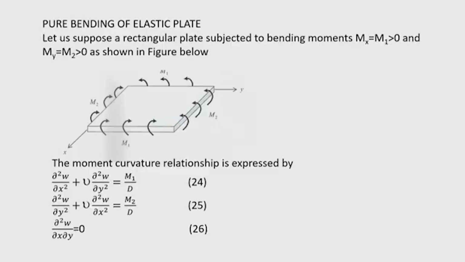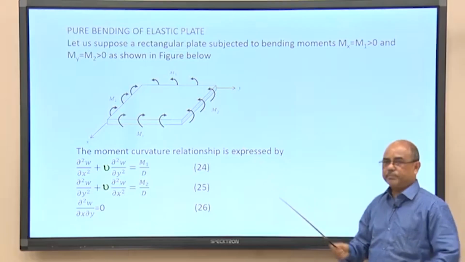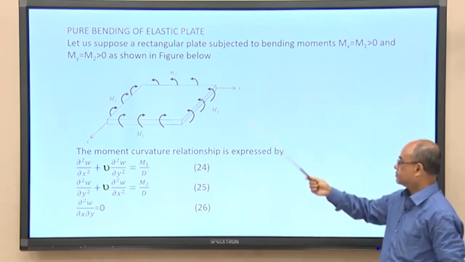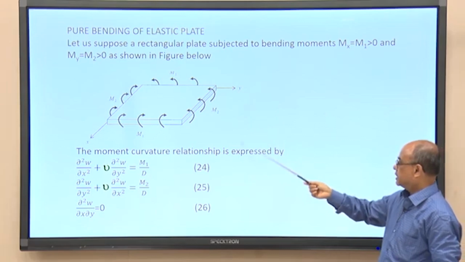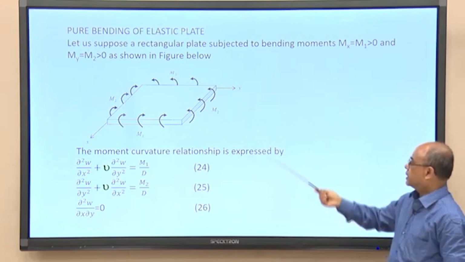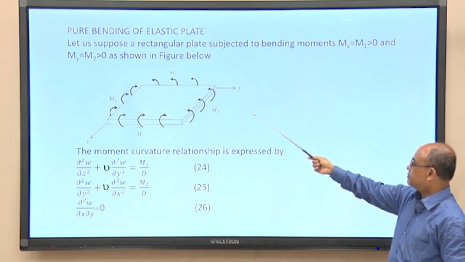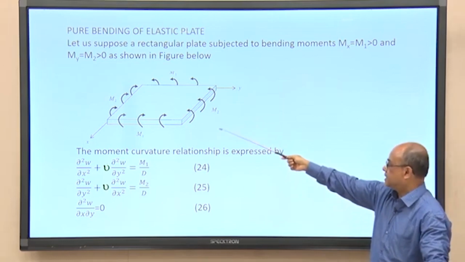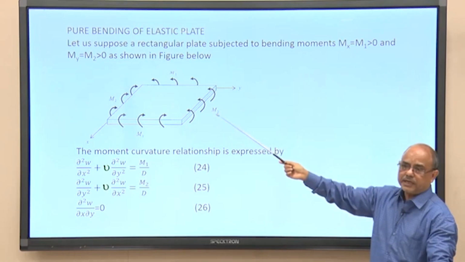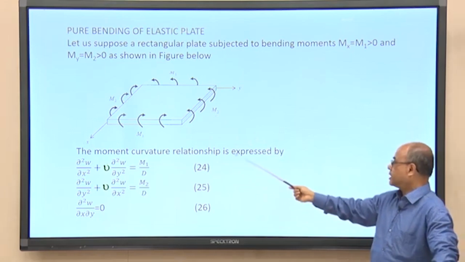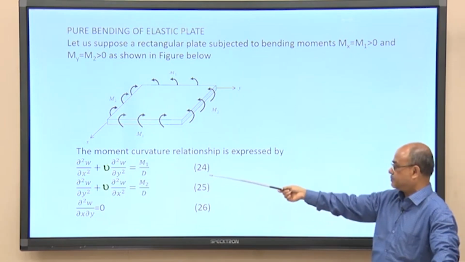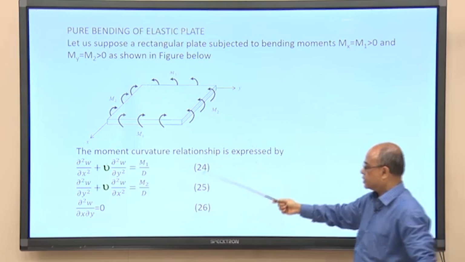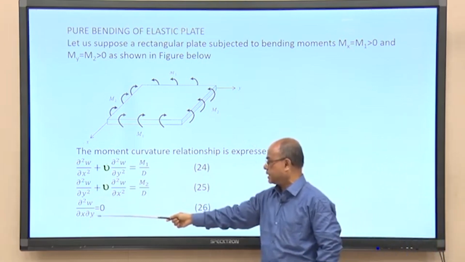Now, let us see the pure bending case of a plate, that is very interesting. An interesting surface is obtained when we find out the deflection of the plate. Now, the plate is subjected to pure bending along the edges M 1 and it is a symmetrical case. It is shown here, but there may be an antisymmetrical case also. The moment curvature relationship is expressed, you know that moment curvature relationship is this. And since there is no twisting moment, del square w by del x del y equal to 0.